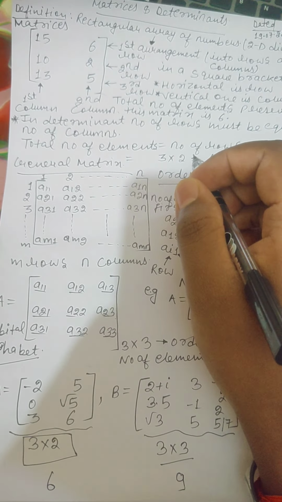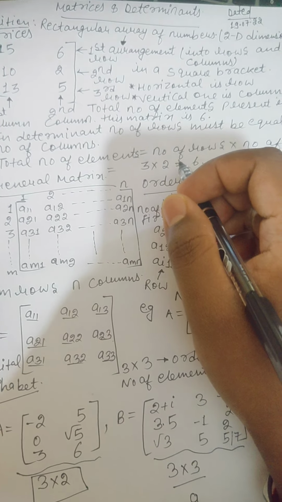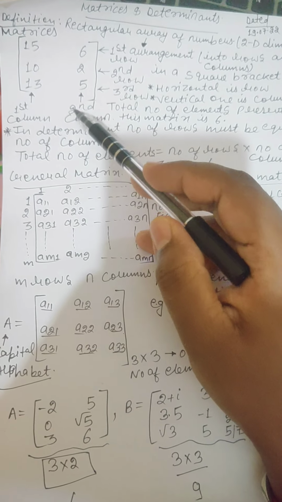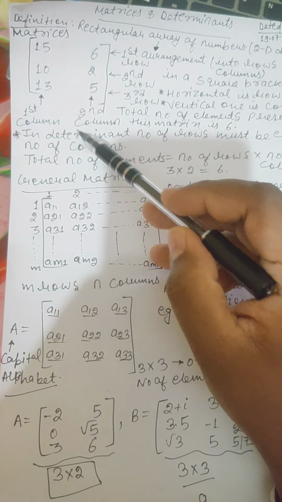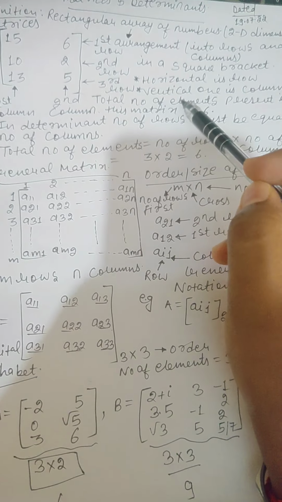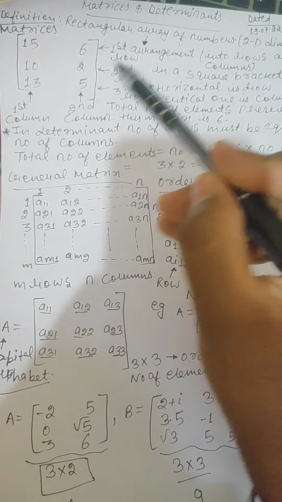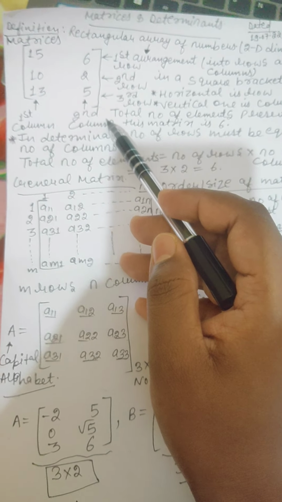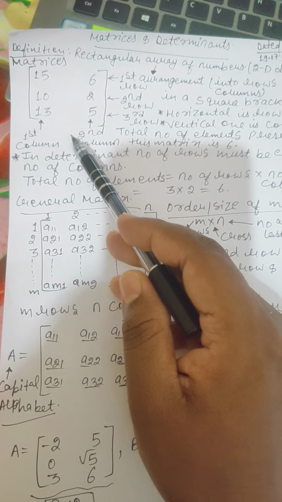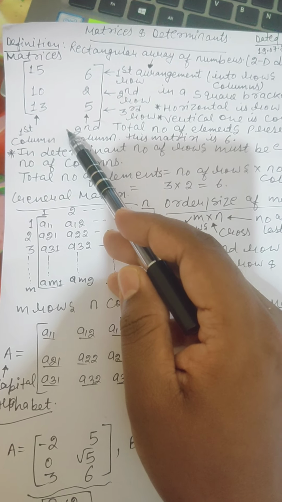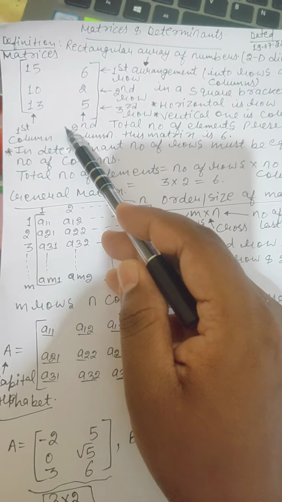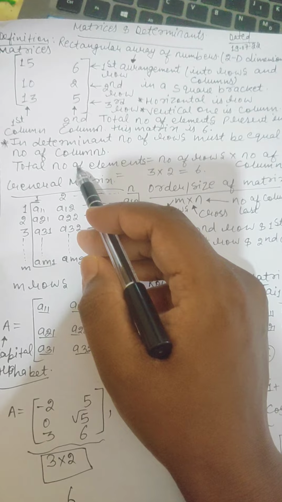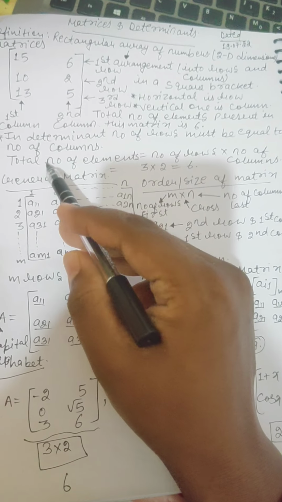So we are given a matrix enclosed in square brackets, that is 15, 6, 10, 2 and 13, 5. The horizontal lines are the rows and the vertical ones are the columns. So this is a 3 cross 2 matrix. In a determinant, the number of rows must be equal to the number of columns.